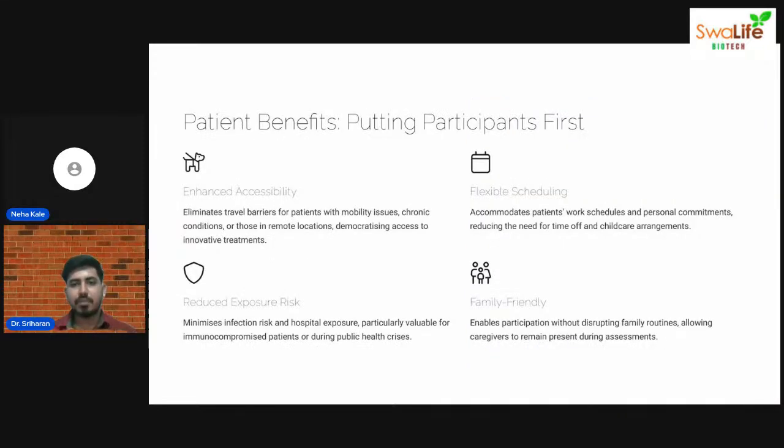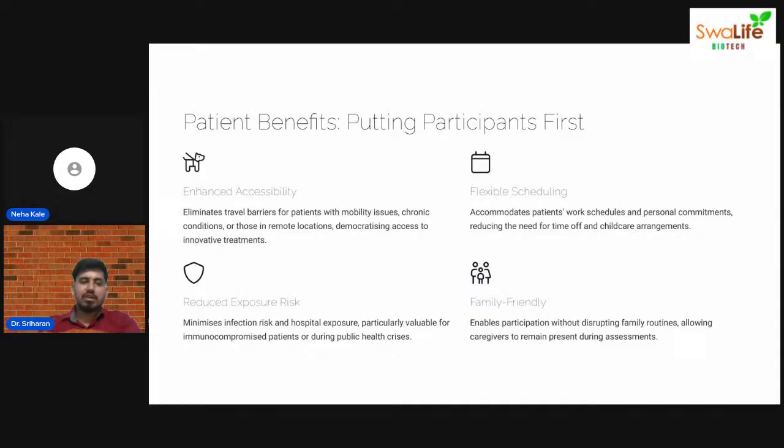Patient benefit, putting the participant first. What are the patient benefits? It should be enhanced accessibility. Enhanced accessibility is nothing but reducing the travel burden of the patient. We are monitoring the patient remotely, and with a flexible schedule depending upon the participant's free time, we are scheduling their appointments and their assessments.